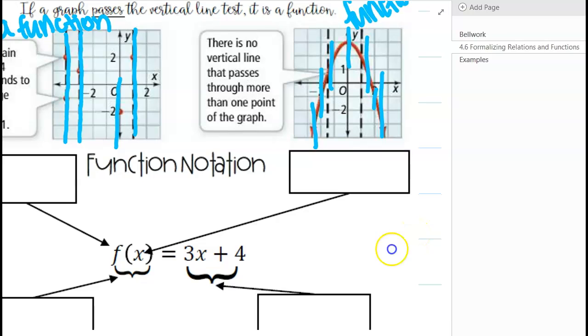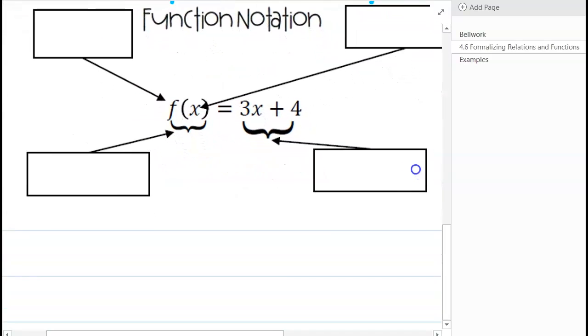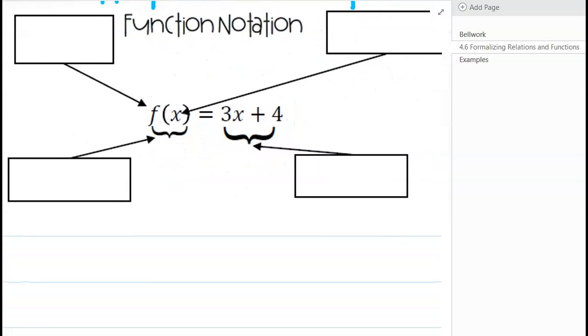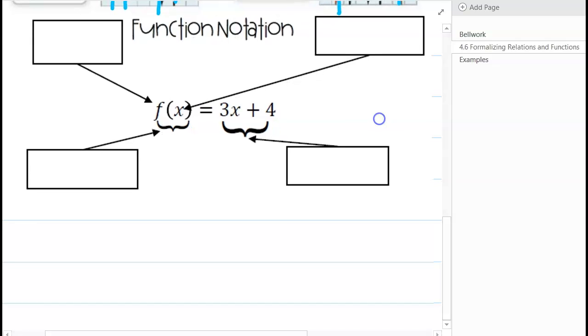It just looks different, because today we're going to use what's called function notation. And function notation looks like this. How you read this is f of x. That's how you say that, f of x. Now, that doesn't necessarily have to be an f. Sometimes it's a g of x. Sometimes it's an h of x. Sometimes it's a p of x. It could really be any letter, okay?